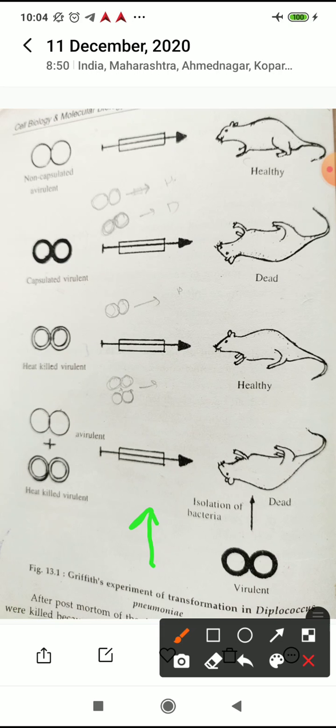While in the mutant strain, bacterial cells are rough and non-capsulated and avirulent, that is non-pathogenic, while the wild strain was capsulated. Here the mutant strain is non-capsulated, and thus they are non-pathogenic and unable to cause pneumonia. So we have seen the characteristic features of these two strains of Diplococcus pneumoniae.